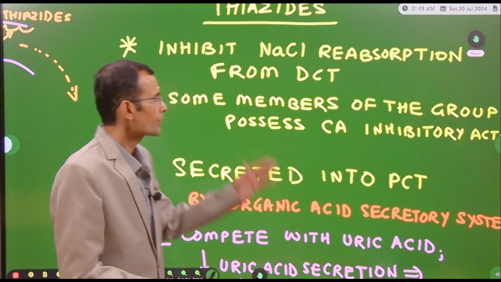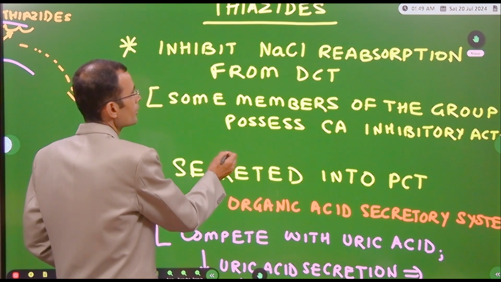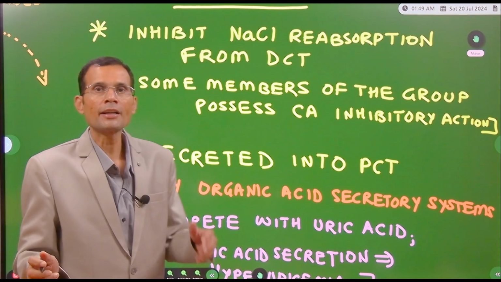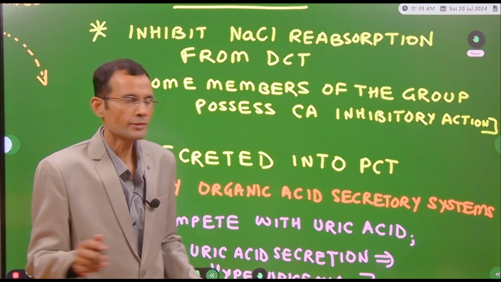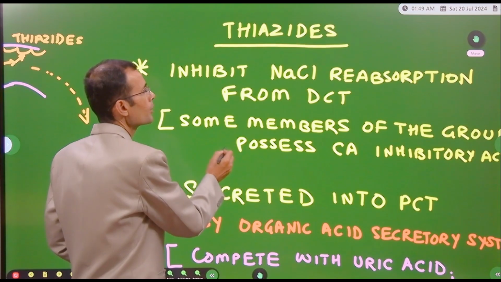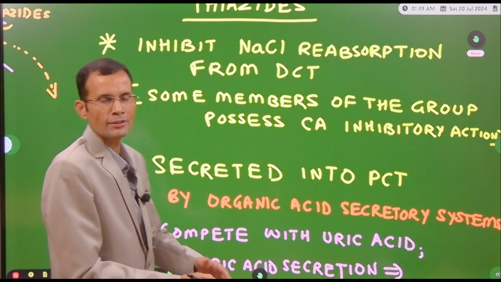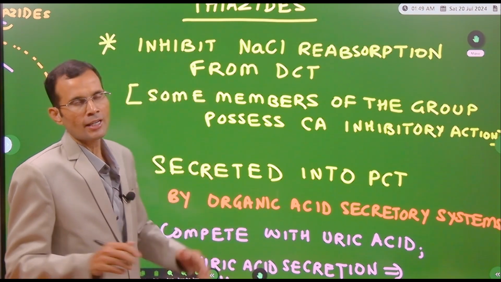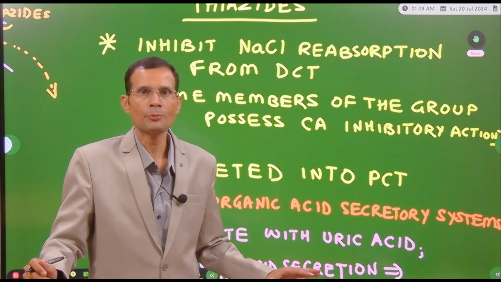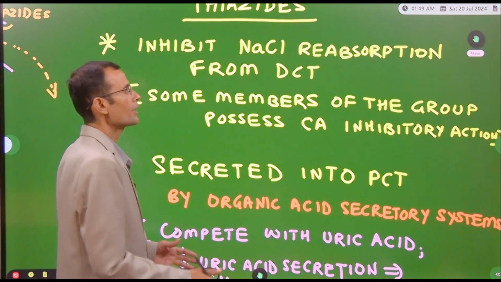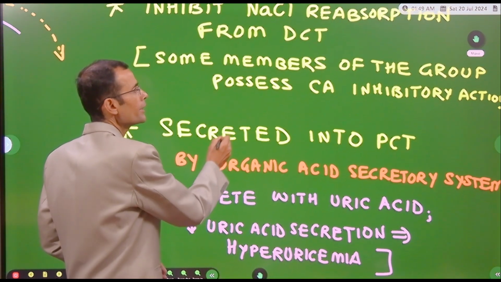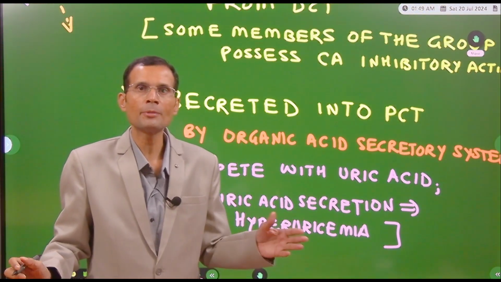In this same way thiazide diuretics also act by causing a certain amount of natriuresis and diuresis, but their action was to prevent sodium chloride reabsorption in the DCT. Some members of this group also possess carbonic anhydrase inhibiting activity. This is just as a matter of fact that some of them do have this enzyme inhibitory activity.